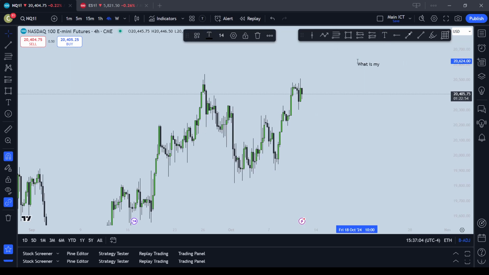What is my model? And this video is going to be titled The Model That Made Me Profitable, okay? Basically, as simply as I can put this, on the 4-hour time frame, it all starts on the 4-hour time frame. And what we're looking for on the 4-hour is internal range liquidity to external range liquidity. That's it. This is how you get your bias for the day.